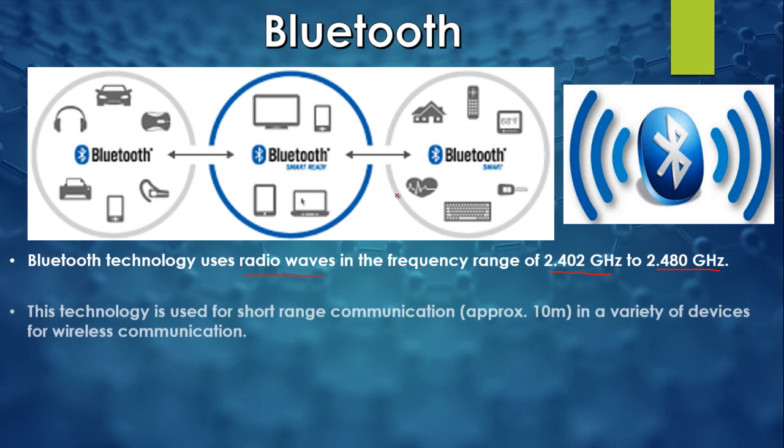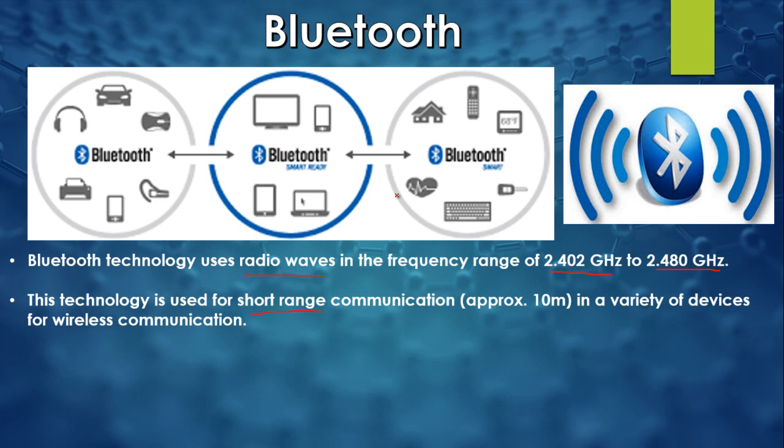This technology is used for short range communication, approximately 10 meters. If we connect two devices with the help of Bluetooth, then we can transfer data only if these devices are placed near to each other. And suppose I take one device far apart from the other device, then obviously the Bluetooth connection breaks and the data transmission stops. So if you want to use Bluetooth, the devices must be within a distance of approximately 10 meters.